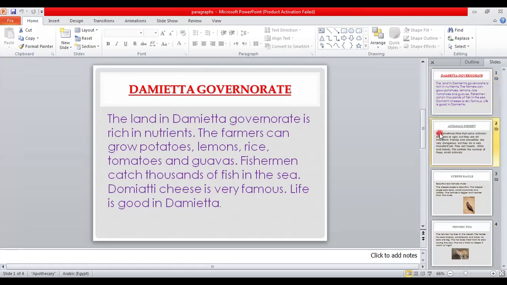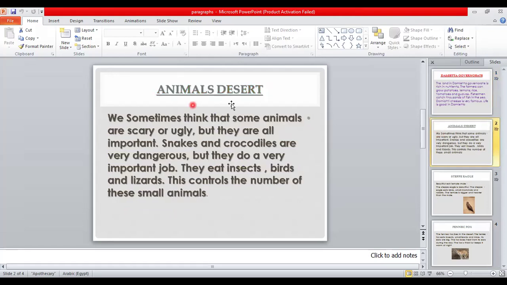Let's go to another topic here. It is animals in the desert. We sometimes think that some animals are scary or ugly, but they are all important. Snakes and crocodiles are very dangerous, but they do a very important job. They eat insects, herbs and desserts. This controls the number of these animals.